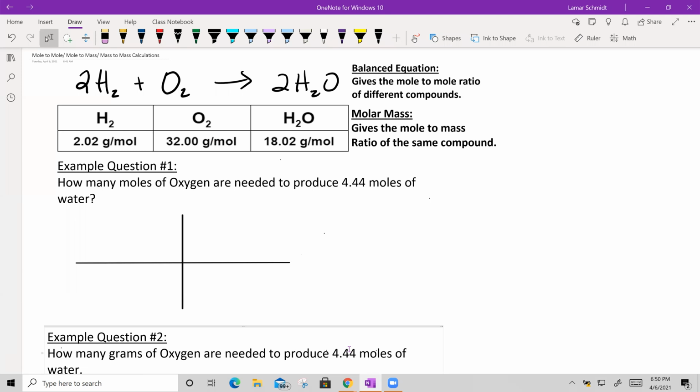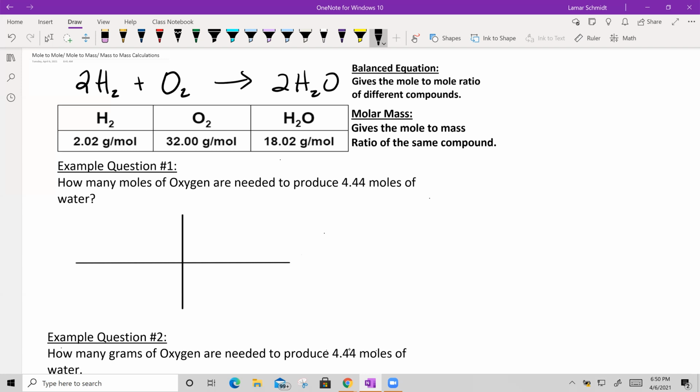So a couple things to note. In this, we are going to be going from mole to mole using the balanced equation, mole to mass using the balanced equation, and mass to mass using your balanced equation and the molar mass of compounds. So in the balanced equation, it's very important that you note that it gives the mole to mole ratio of different compounds. So for instance, we would say the mole ratio of hydrogen, H2 over here, to water, H2O, is going to be a 2 mole to 2 mole ratio.